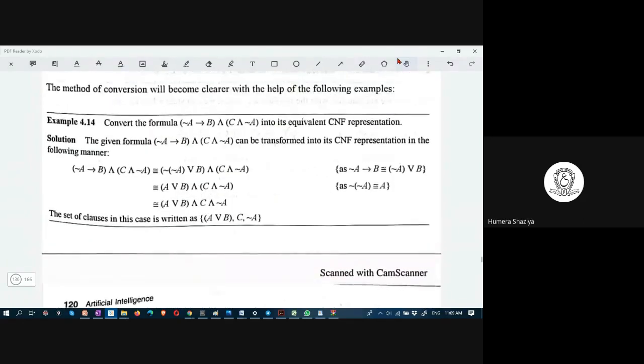Let us look at an example. Convert the formula into its conjunctive normal form. Will anyone tell me why this formula is not in conjunctive normal form?